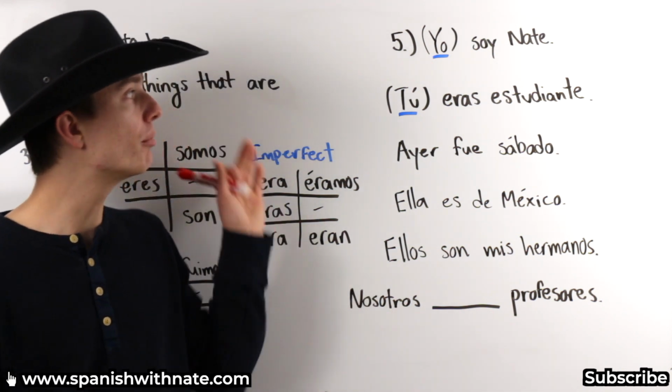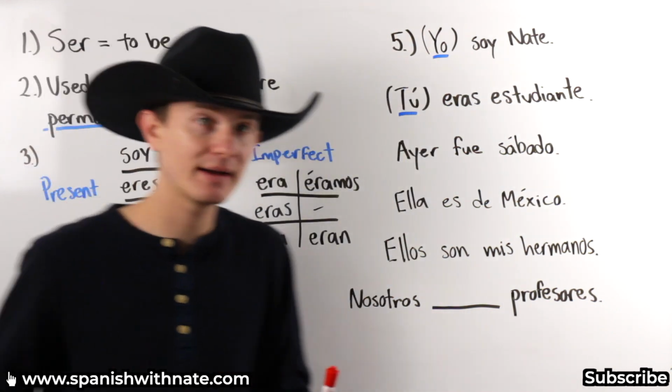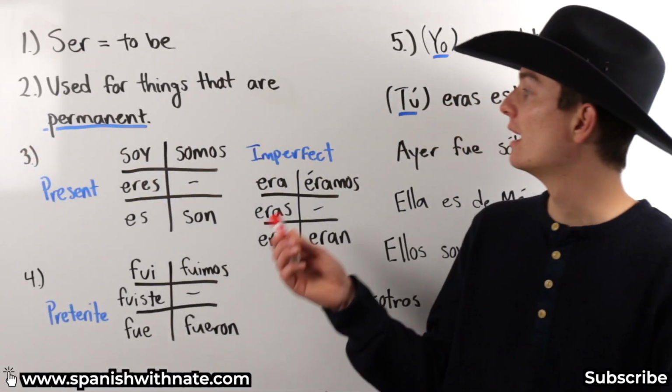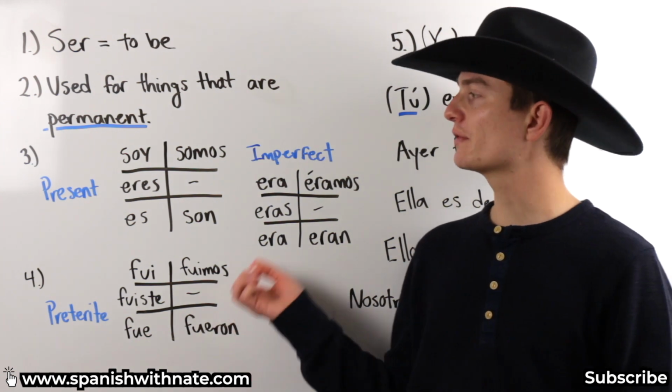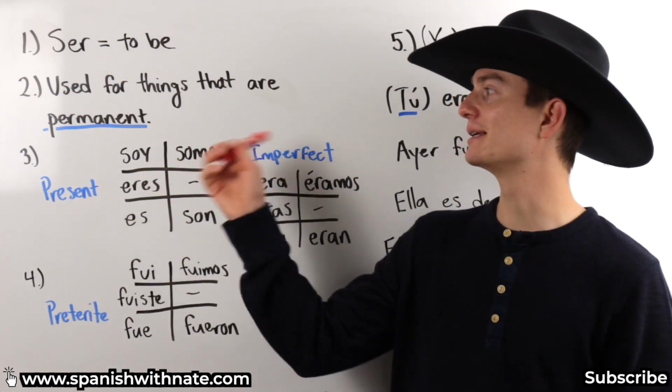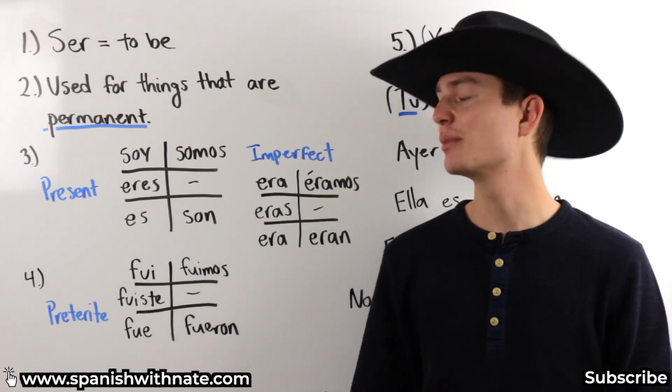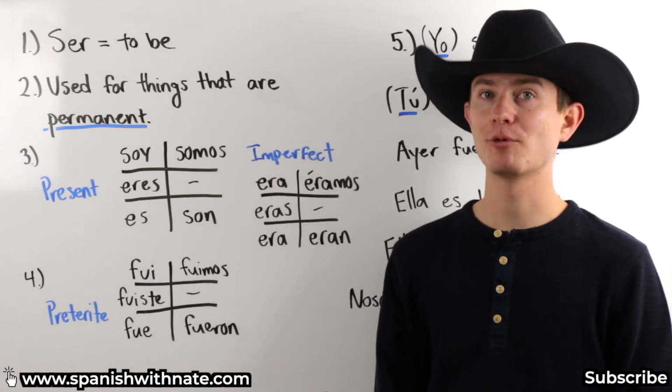Well, I hope all this has made sense. Like I said, feel free to take a photo of these little charts right here. They're super useful. And of course, these aren't the only tenses that we can conjugate the verb ser into, but these are the three most important ones.